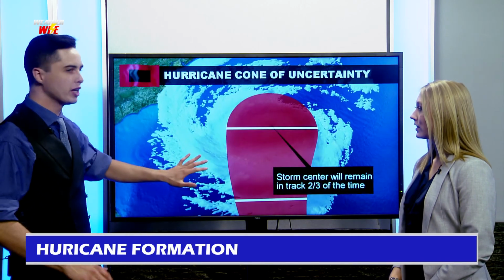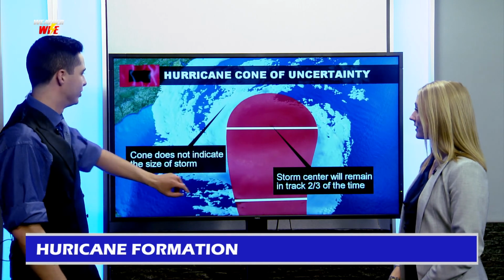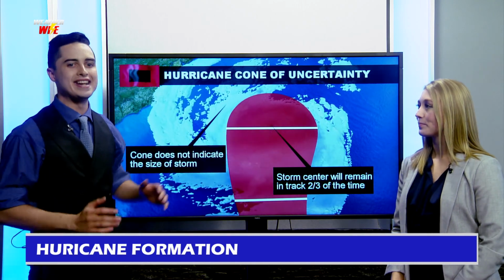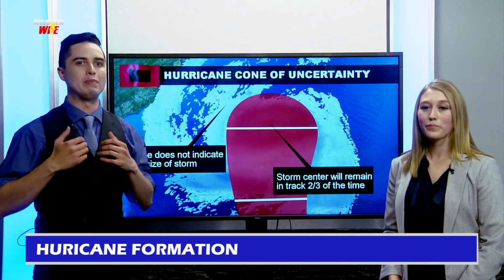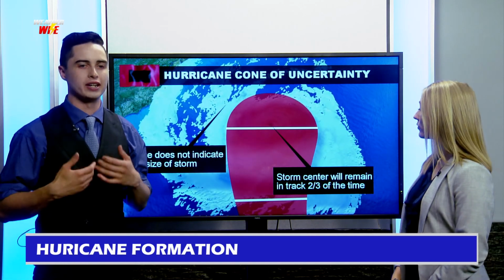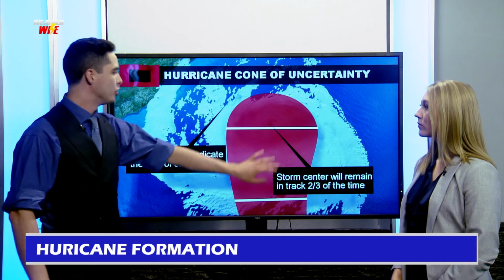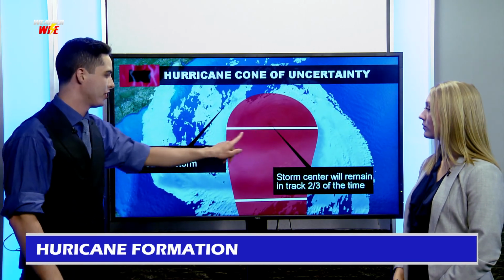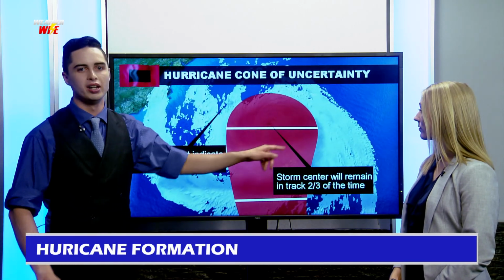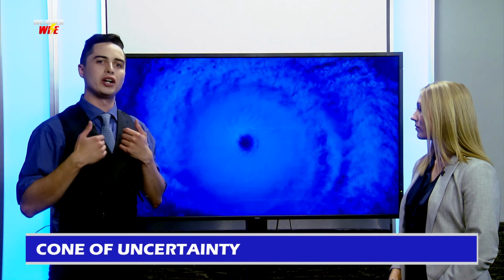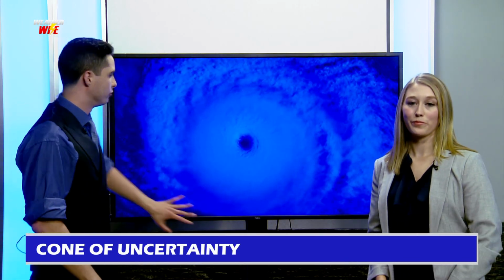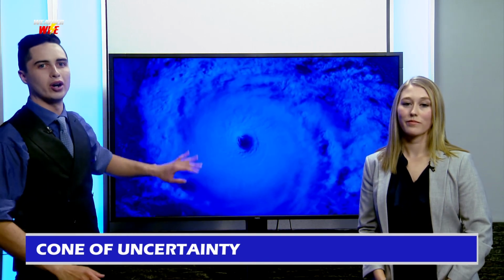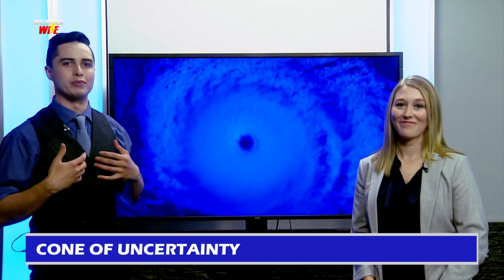Now, what's really important to note, and what confuses many people, is that the size of the cone is not indicative of the size of the storm. These storms tend to be much larger than the cones they are associated with, but generally the center of the storm will track within the cone 2/3 of the time. So you can generally follow it for the track of the center of the storm, but I wouldn't rely on it to tell you about where the actual impacts are going to be happening.